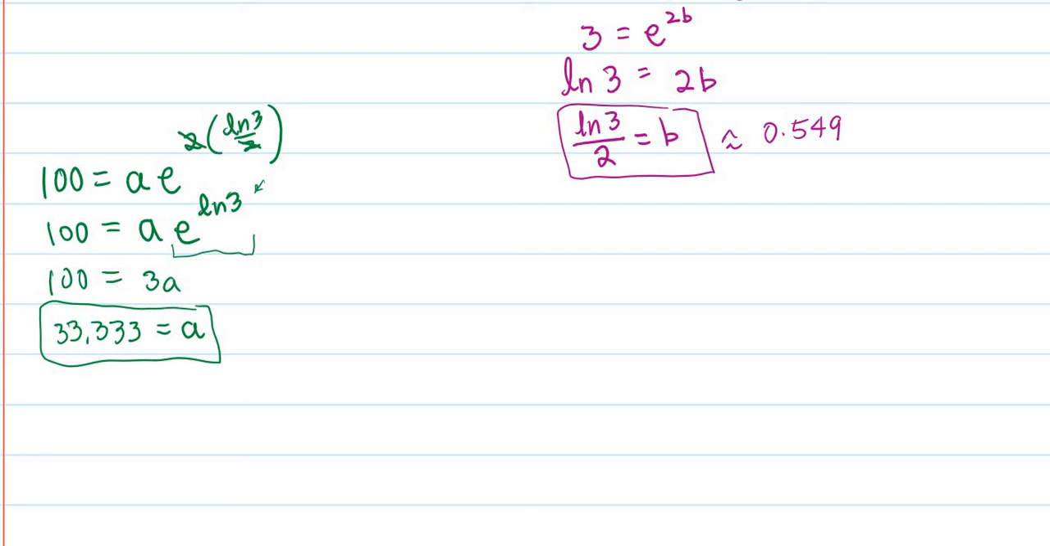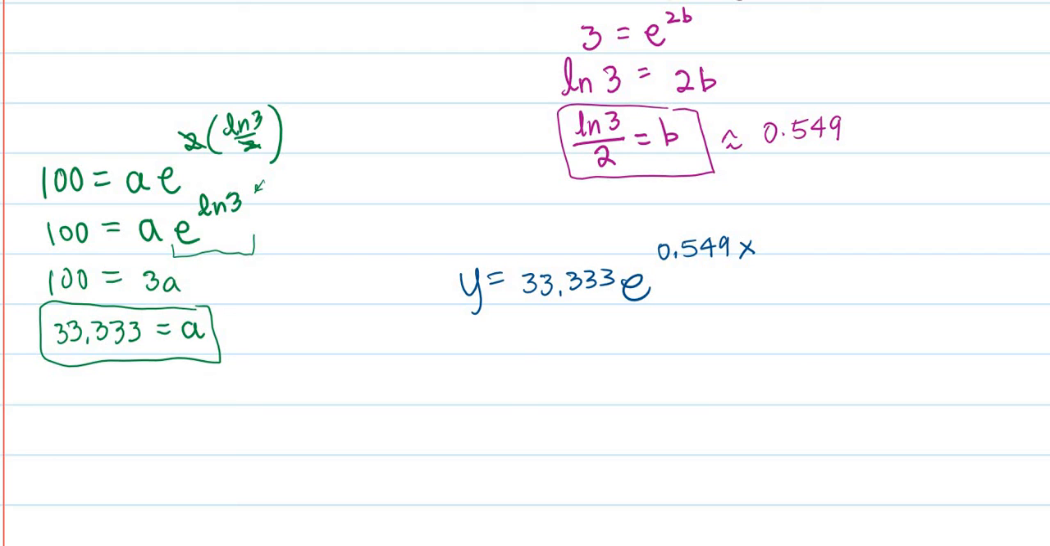So now we can replace the values in the original equation with a and b. So now we're back to y equals 33.333 e to the 0.549x power. Okay, still not done. But what we've done is we've written the equation that models the population growth of these flies. The original question, though, however, is how to find the number of flies after 5 days.